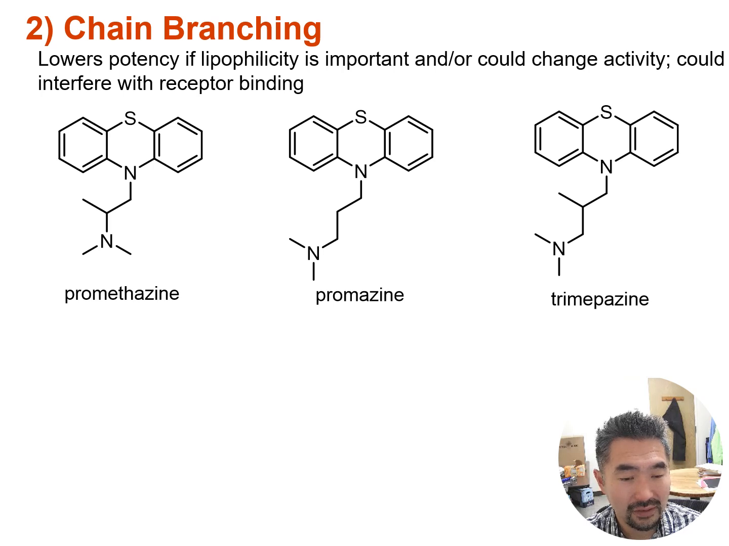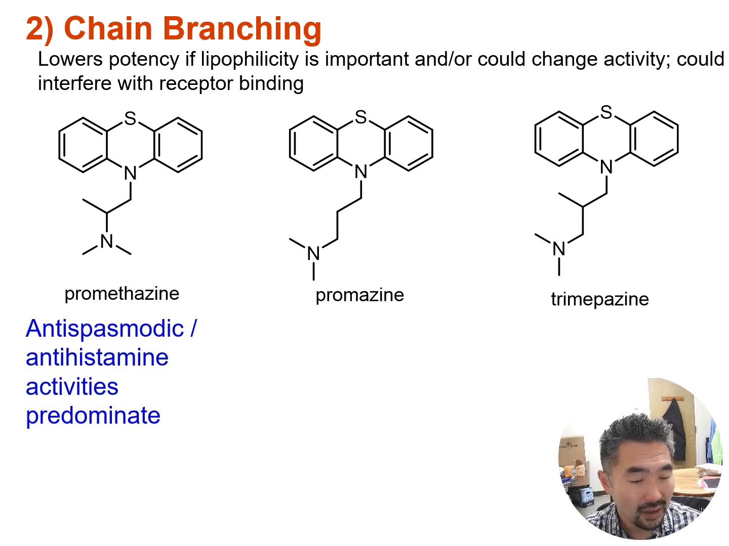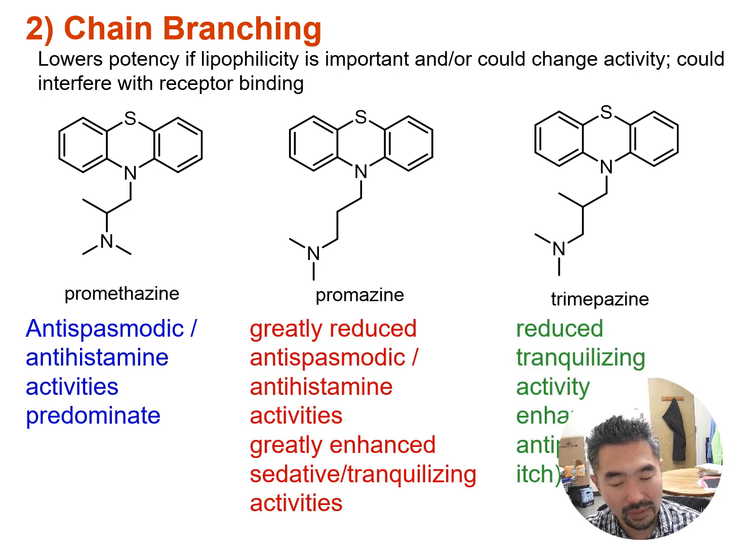Chain branching tends to lower potency if the lipophilicity is important, because, like we said, it tends to lower the lipophilicity, and usually, in my experience, lowers the solubility too. Sometimes it could make it more selective, but sometimes it could make it less potent, depending on how it binds to the receptor. Like if you compare these 3 compounds that are different in chain length as well as either presence or absence of branching, it's interesting to compare the bioactivities of these.